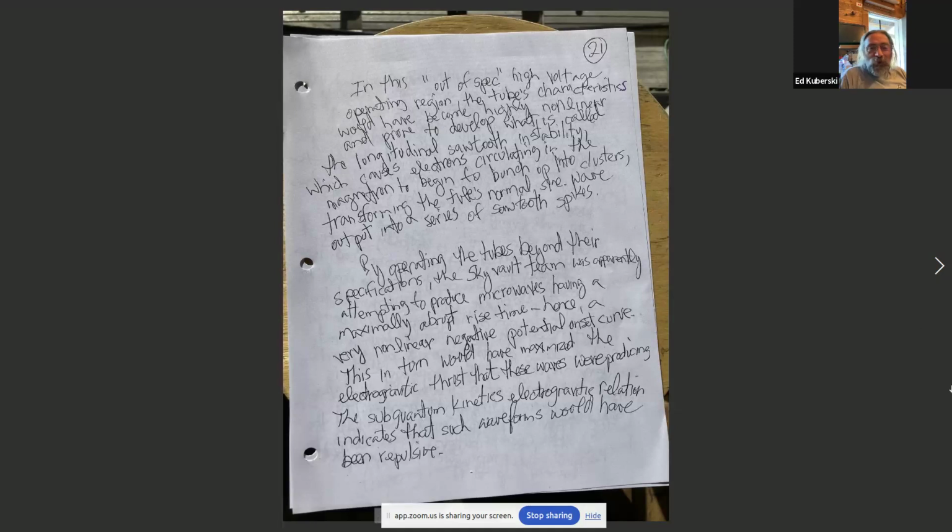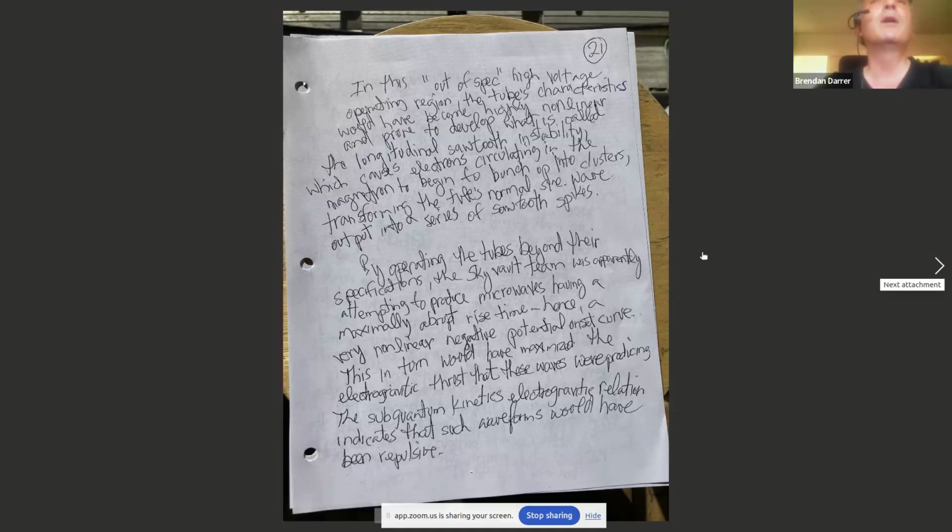Yeah. So if you want to go ahead, Brandon, you can start reading and I'll kind of follow along. Okay, this is page 21 of Eddie's notes on subquantum kinetics and anti-gravity. Okay, so I'll start now.